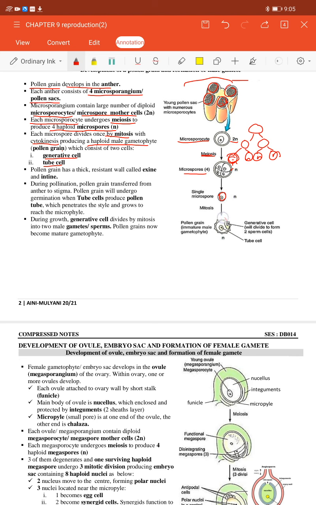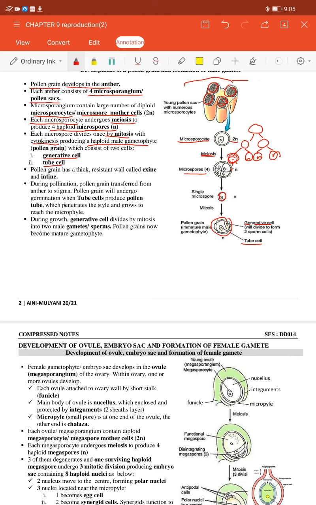Kalau kamu nampak dalam ini, inilah dia. So, inilah dia yang haploid male gametophyte, which is the pollen grain. So, in that pollen grain, dia ada tube cell, ini tube cell dan juga generative cells. Okay, so hasil daripada mitosis ya, mitosis with cytokinesis.